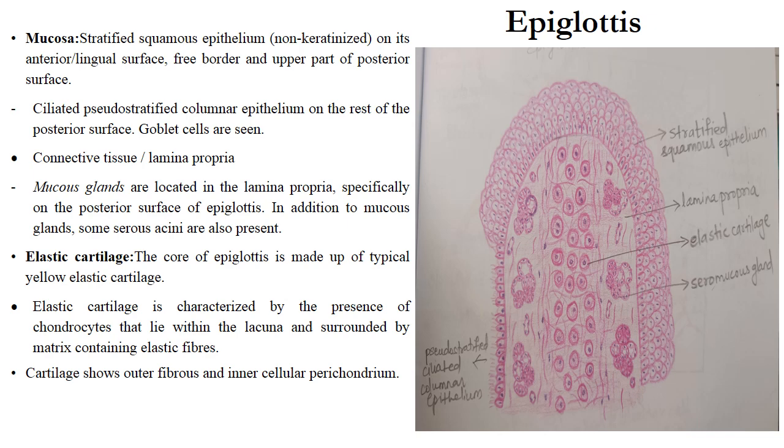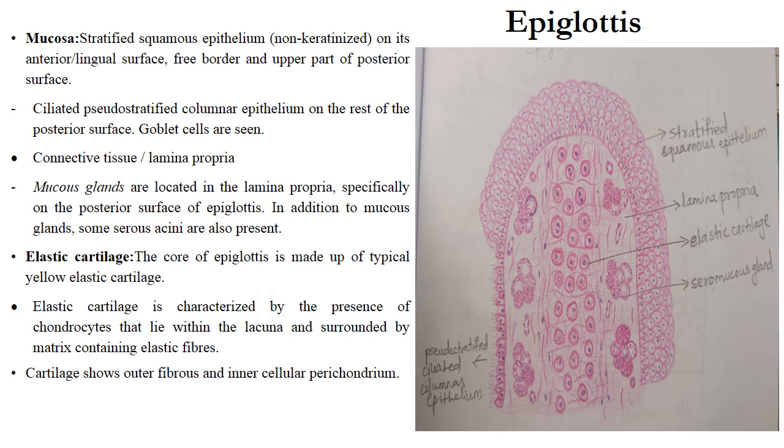Okay, so we will revise again. Epiglottis, it is the unpaired cartilage of larynx. It has anterior surface, posterior surface and superior free border. Anterior surface faces towards the oral cavity, so it is lined by stratified squamous non-keratinized epithelium, and the posterior surface faces towards the nasal cavity, so it is lined by pseudostratified ciliated columnar epithelium.